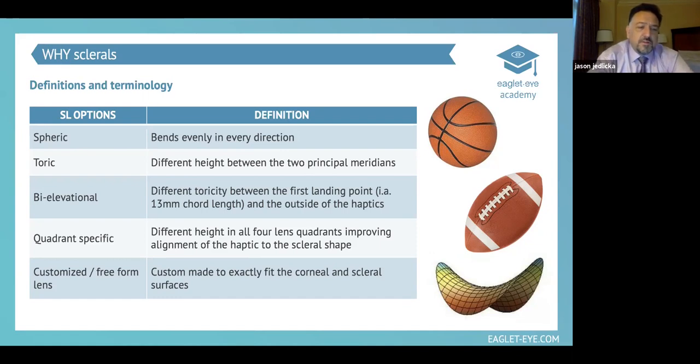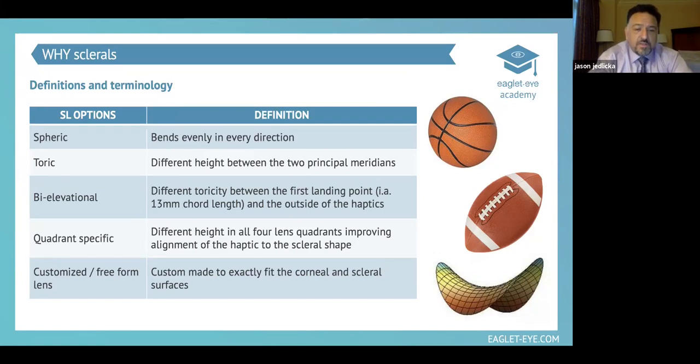We also can talk about something called a bi-elevational scleral lens, and this is when we create two different sagittal heights within our same lens, not just strictly in the scleral zone, but introducing elevation differences internally into the part of the lens that vaults the cornea to best land that lens as evenly as possible on the sclera. We can also create quadrant-specific scleral lenses. Again, the scleral lens, as you'll see, has quite interesting array of shapes that can occur.